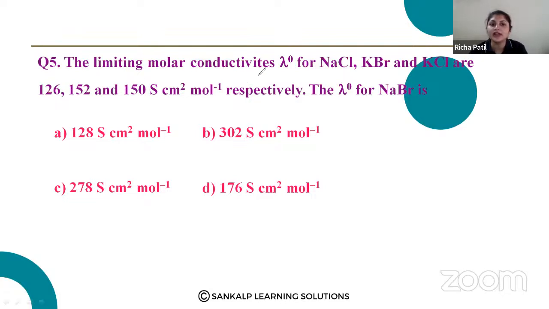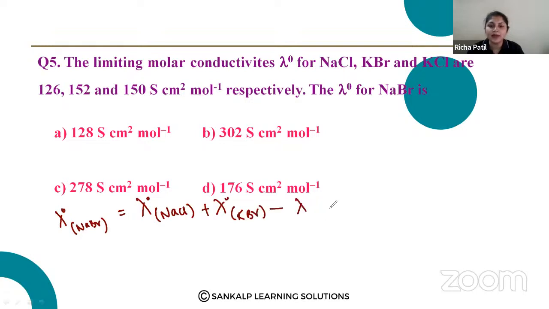The limiting molar conductivities, lambda naught, for NaCl, KBr, and KCl are 126, 152, and 150 Siemens per centimeter per mole respectively. So what is lambda naught for NaBr? How will you solve this? We have to find lambda naught for NaBr, which is a sum of the molar conductance of cations and anions. So it is lambda naught of NaCl plus lambda naught of KBr, minus lambda naught of KCl. Substituting the values: 126 plus 152 minus 150. What is the answer?